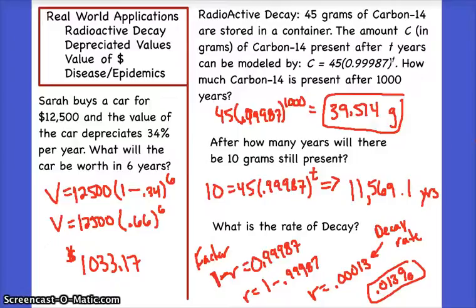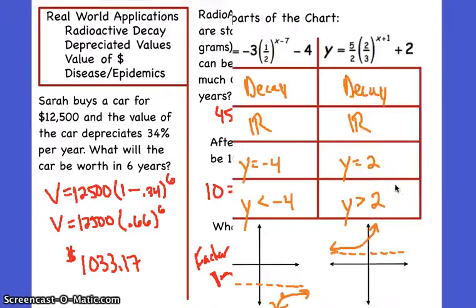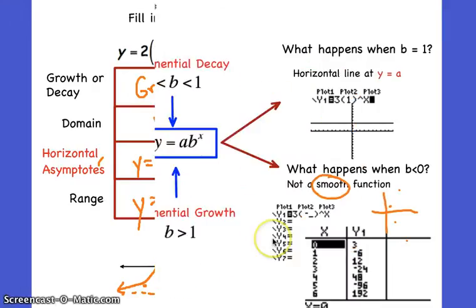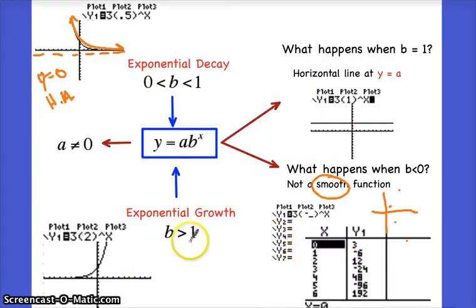Hope that helps you understand how to use exponential decay functions, as well as some details about their graphs and what differentiates between decay and growth.